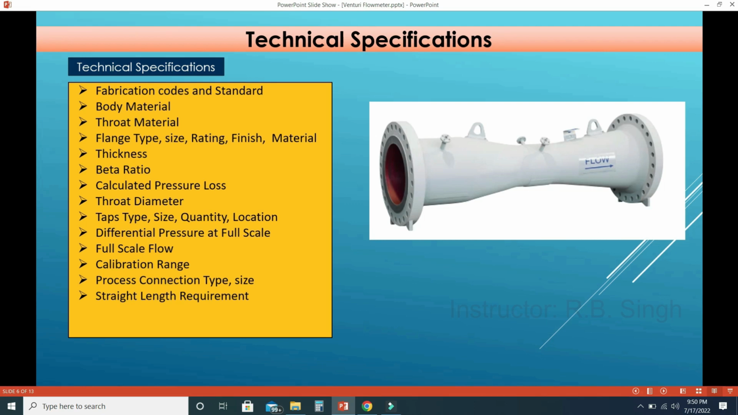Process connection type and size. Already we have discussed, it is the flanged connection, so process connection type is flanged. Size is the line size. Straight length requirement: as per ISO 5167, there is a straight length requirement that we will discuss in some slide. So this is the technical specification which is used to prepare the technical data sheets of the Venturi meter.